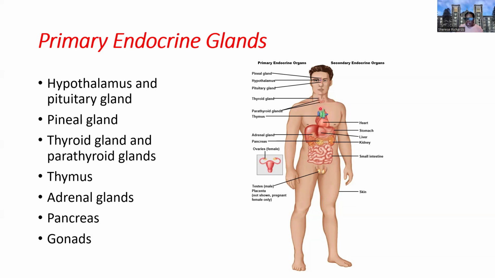The thymus is usually in the anterior mediastinum, just anterior to the heart and behind the sternum. That also plays a role in immune functioning, specifically in the maturation of T lymphocytes, T cells, which are immune cells. Then we have the adrenal glands. They're found above the kidneys, so they're bilateral.